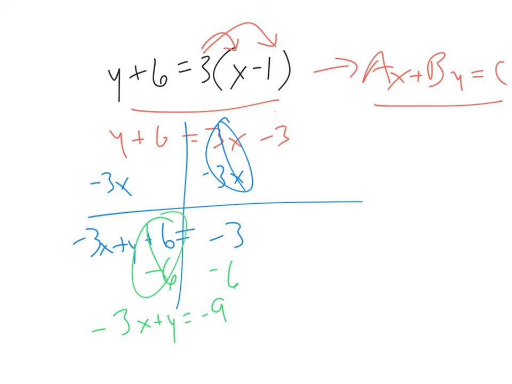Last step, we have to get rid of that negative a term. We want to make that negative 3 into a positive 3, so divide everything by negative 1. Negative 3 divided by negative 1 is positive 3x. Y divided by negative 1 is negative y. And on the other side, negative 9 divided by negative 1 is positive 9. So quite a few steps on that one, but hopefully it makes sense.